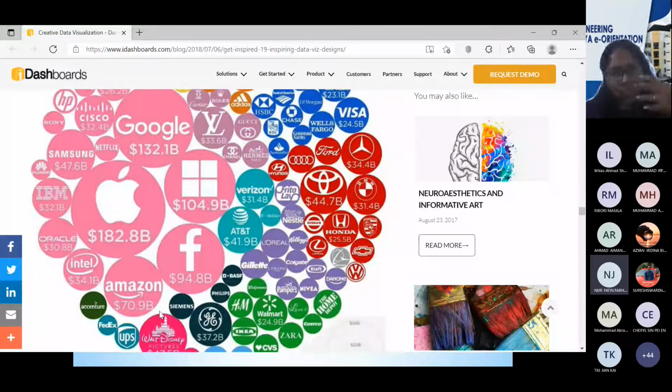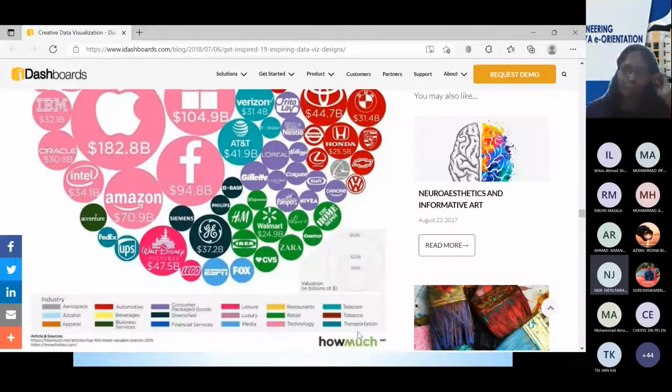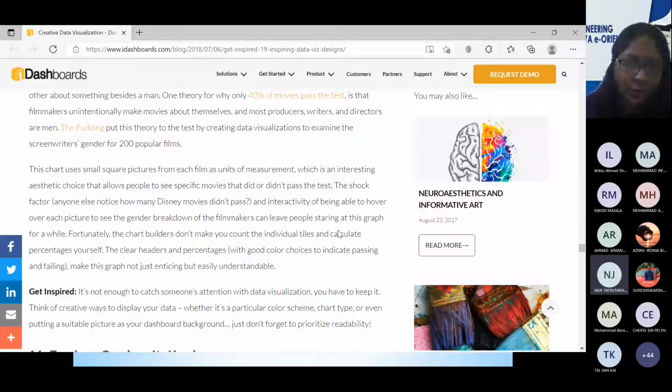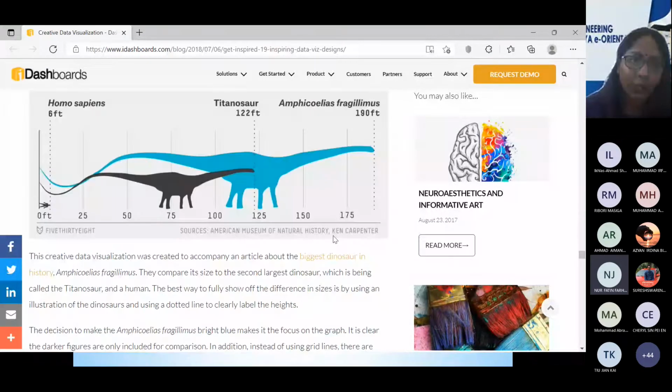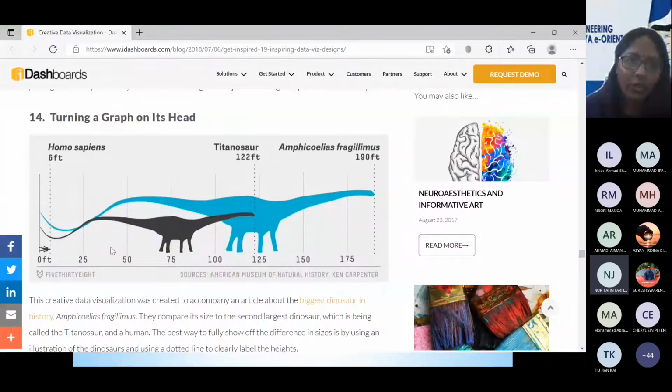Okay, so this is where your creative thinking is important. The link is there, so you can have a look. This was another interesting one on how long and how tall the dinosaurs are. You could have just done it with a line, but see, someone has thought about drawing it out to make it interesting and easy for people to consume.